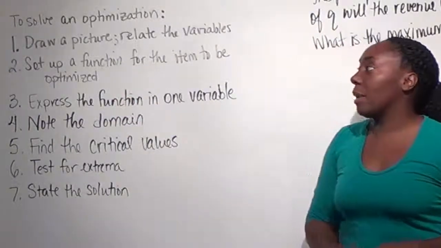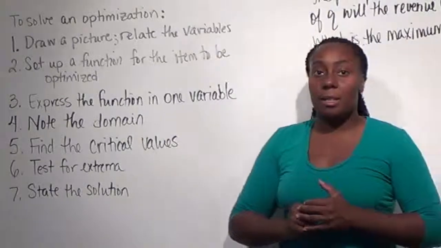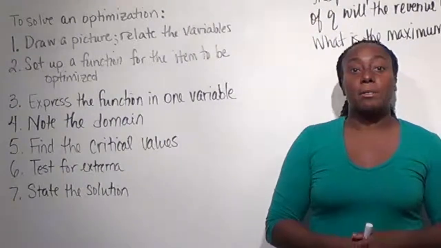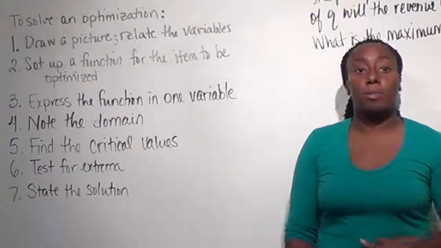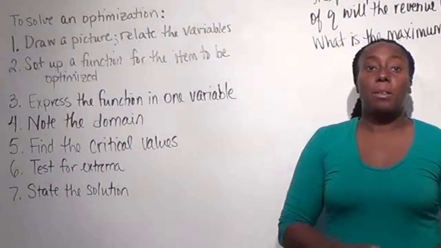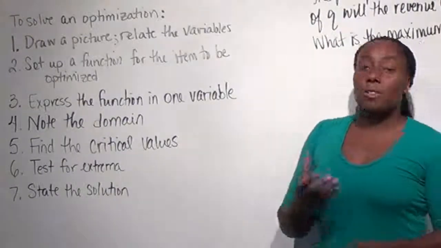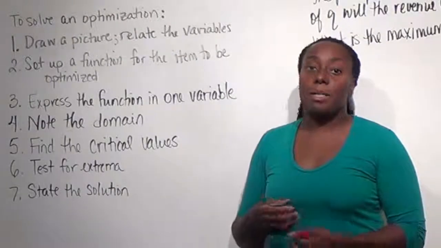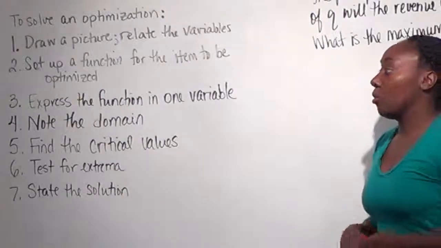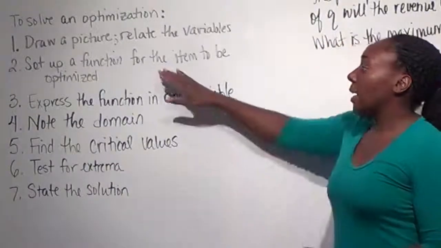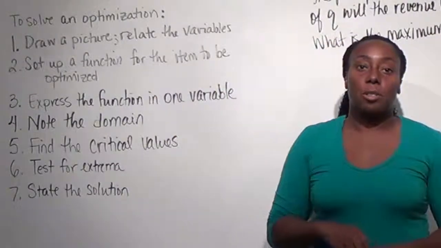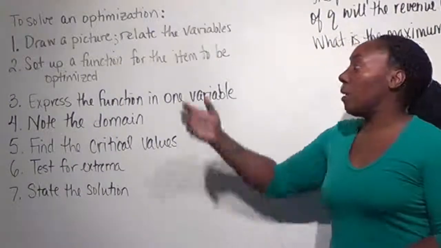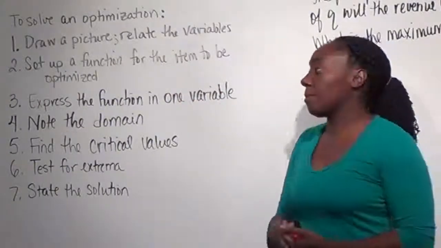Next thing you want to do is set up the function to be optimized. Depending on what you're asked to find, if I want to find the minimum cost or the maximum revenue, or maybe even the minimum area, that is always going to tell me what it is I need to optimize and what equation I'm going to need. So in the case of a minimum cost, I need to figure out what my cost function is. In a maximum revenue, I would figure out what my revenue function is.